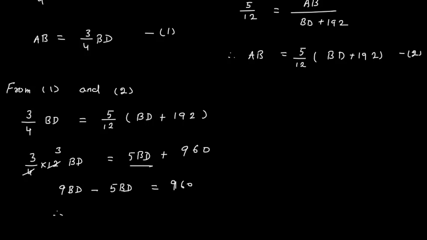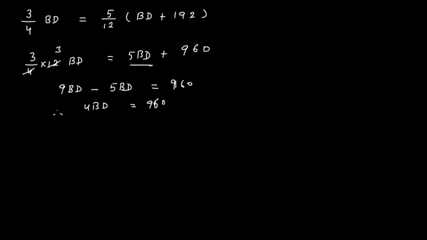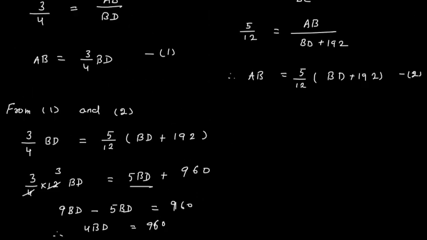So therefore 4 BD is 960. Therefore BD, this will give me the value of BD as 960 divided by 4, which is equal to 240 meters. I got the value of BD.